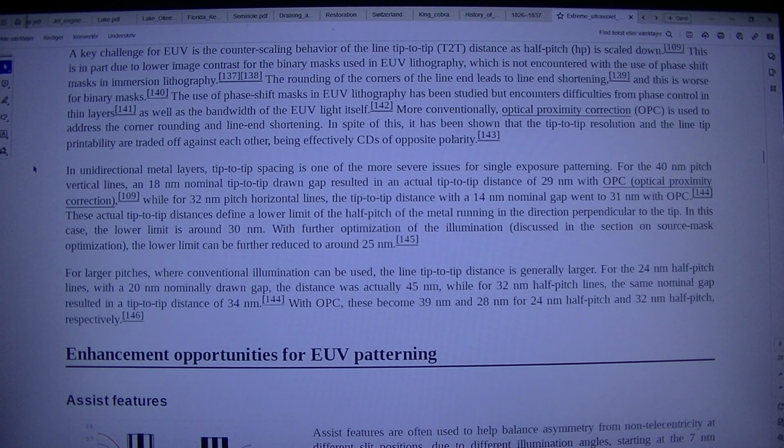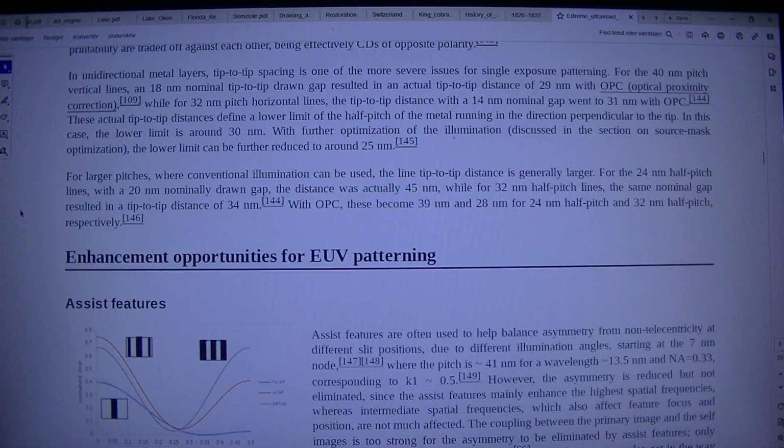143. In unidirectional metal layers, tip-to-tip spacing is one of the more severe issues for single exposure patterning. For the 40 nm pitch vertical lines, an 18 nm nominal tip-to-tip drawn gap resulted in an actual tip-to-tip distance of 29 nm with OPC, optical proximity correction, 109, while for 32 nm pitch horizontal lines, the tip-to-tip distance with a 14 nm nominal gap went to 31 nm with OPC.